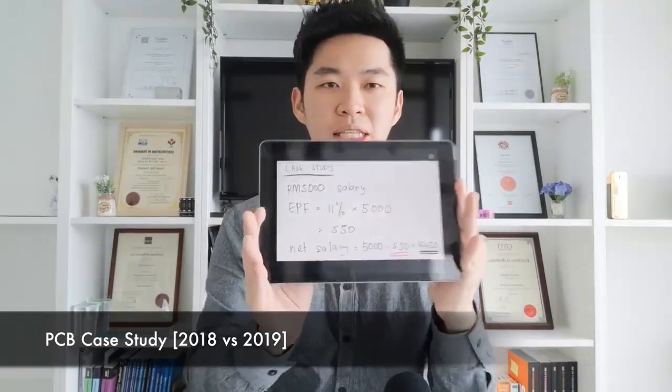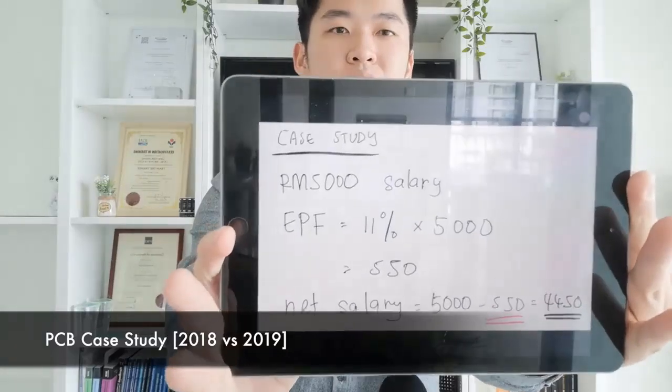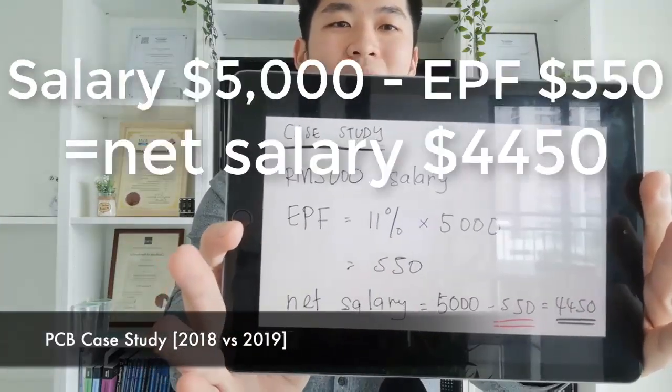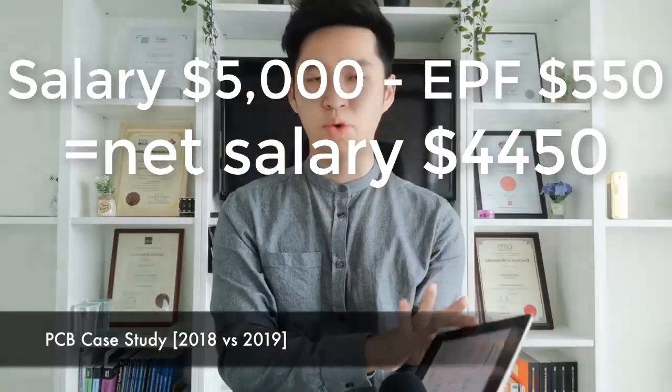Let's do a case study. Assuming my salary is 5,000 per month, how much is my EPF contribution? When we talk about relief, we only look at the employee portion, which is 11%, agree? My EPF is 11% of 5,000, which is 550. So the net salary that we get back would be 4,450, agree? But when it comes to the calculation of PCB, it's very different.